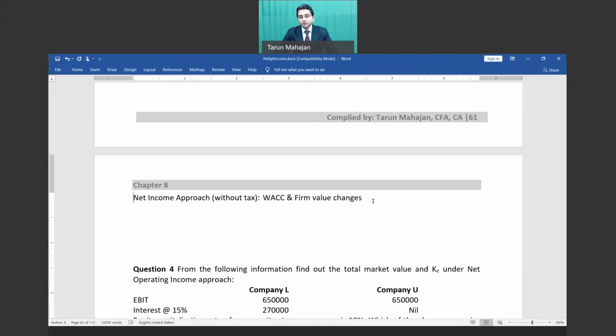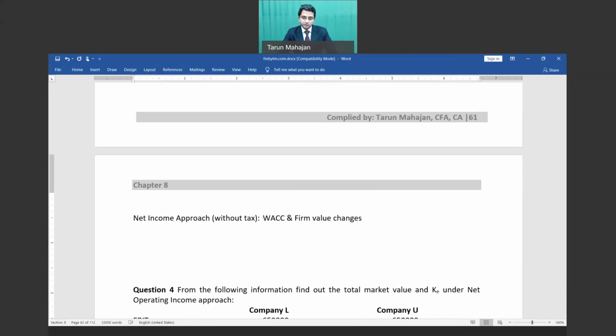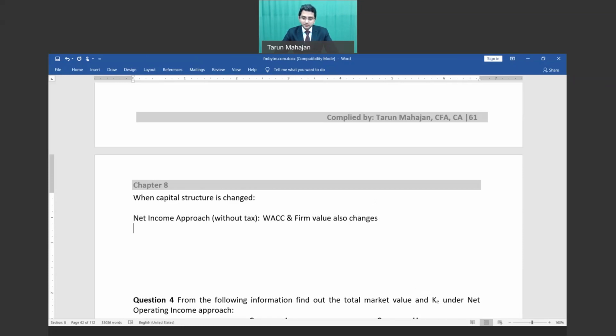When does it change? I'll tell you. When capital structure is changed, WACC and the firm value also change. That is the net income approach. With an increase in the level of debt, WACC reduces and wealth increases.